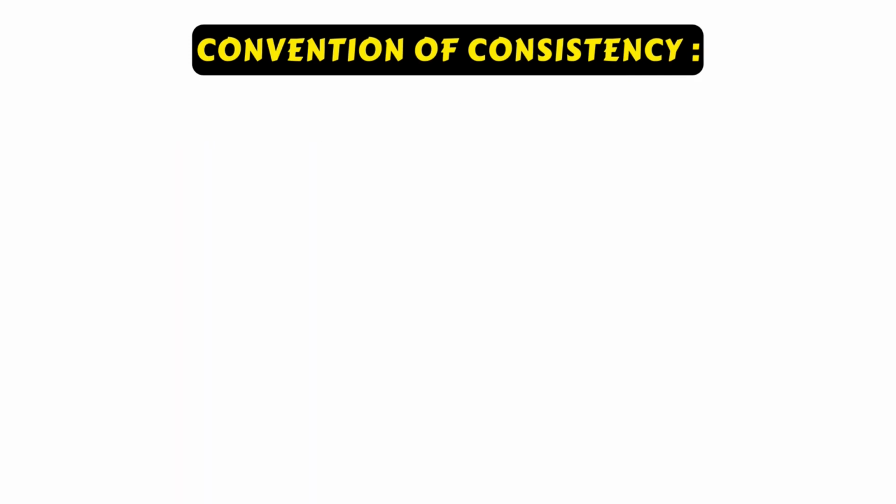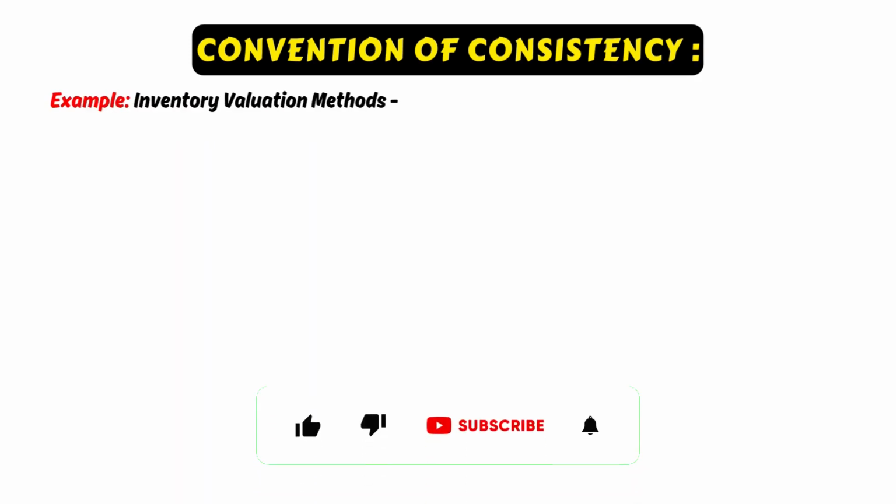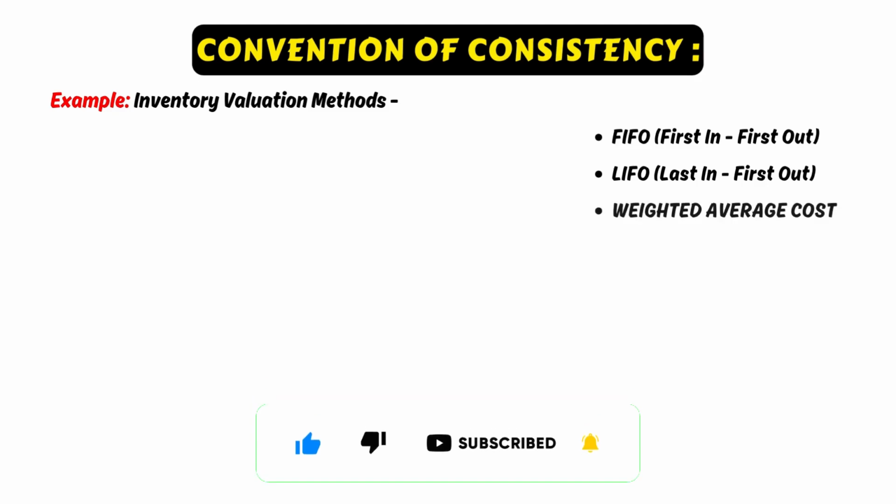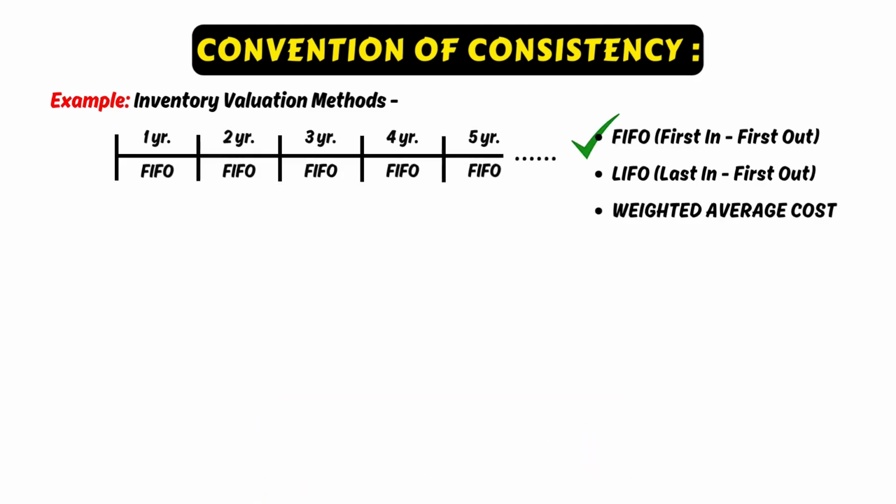Same is the case with inventory valuation, that is stock of the company. There are various methods for it. We have FIFO, LIFO, weighted average cost, etc. So if you follow FIFO in first year, then you are supposed to apply FIFO for the following years to come. But if you don't stick to FIFO, say in the second year, you selected LIFO and go on changing methods year after year, then it's not correct.